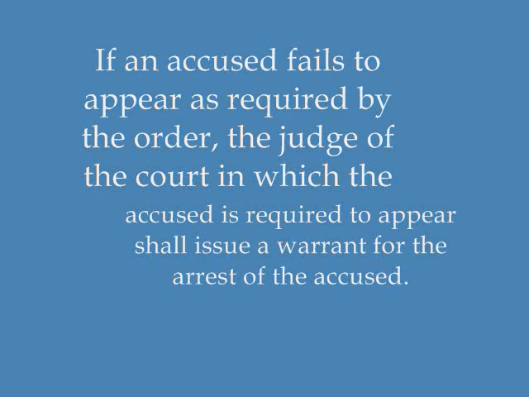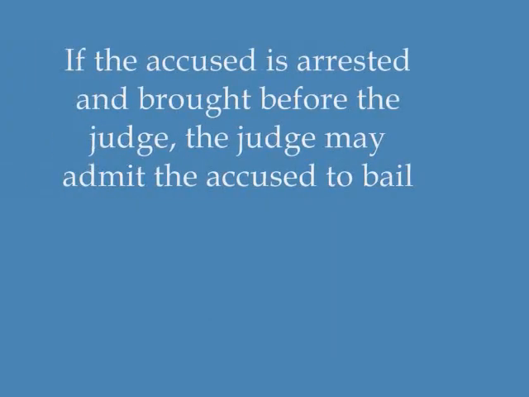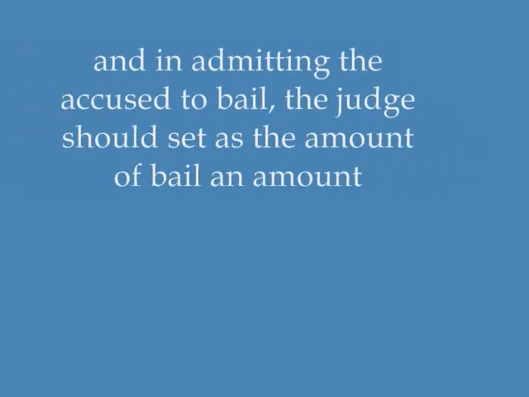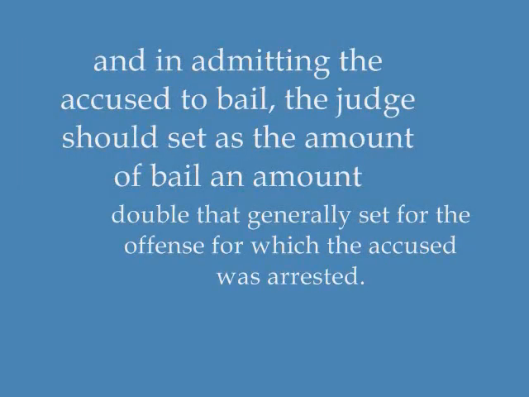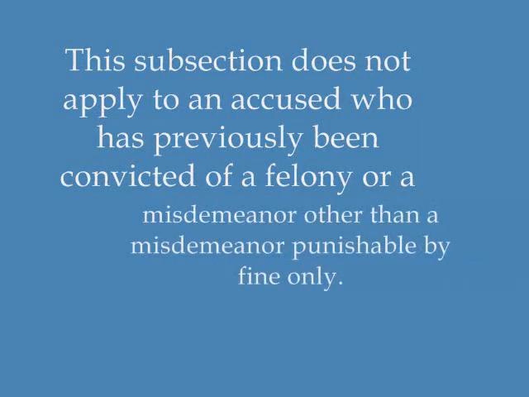If an accused fails to appear as required by the order, the judge of the court in which the accused is required to appear shall issue a warrant for the arrest of the accused. If the accused is arrested and brought before the judge, the judge may admit the accused to bail. In admitting the accused to bail, the judge should set as the amount of bail an amount double that generally set for the offense for which the accused was arrested. This subsection does not apply to an accused who has previously been convicted of a felony or a misdemeanor other than a misdemeanor punishable by fine only.